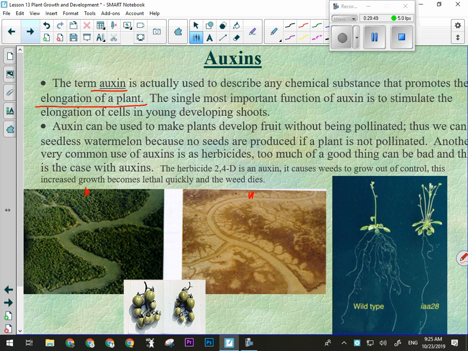It only kills broadleaf plants like dandelions and thistle, but it doesn't kill grass. Okay, so you can spray the grass. Grass doesn't die, but it kills this other stuff.